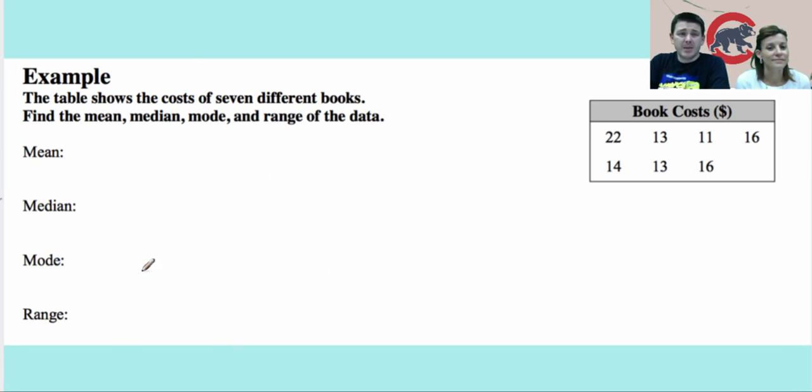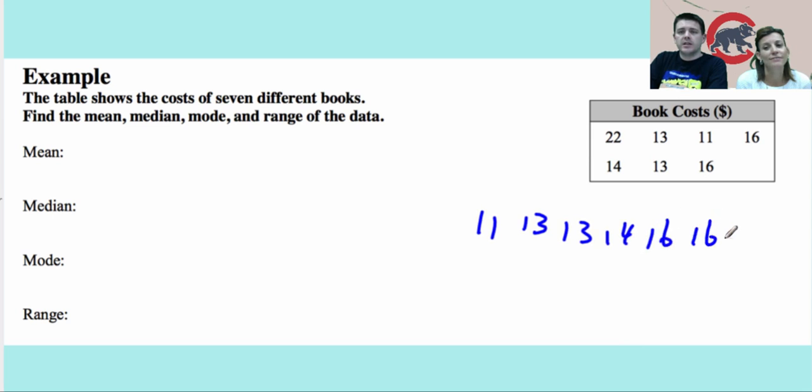So each of these is pretty straightforward. As you work through them, it's just kind of keeping them all straight. But the biggest step in any of these problems is before you can find the median, the mode, or the range, you've got to take your data values and put them in order. So your first step should be to rewrite our data in order. So I have 11, 2 13s, 13, 13, 14, 2 16s, 16, 16, and 22.